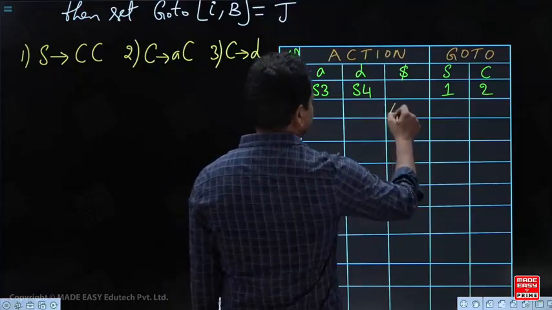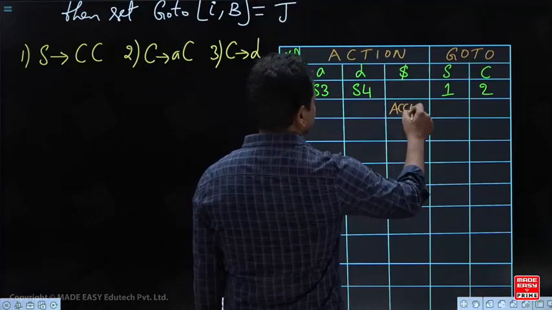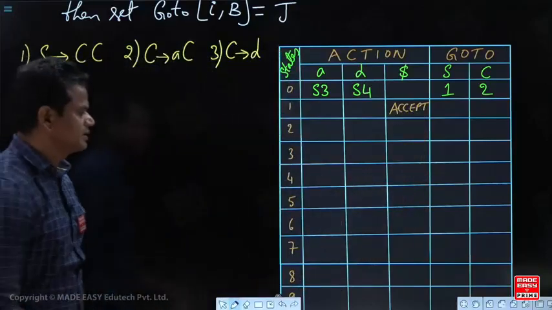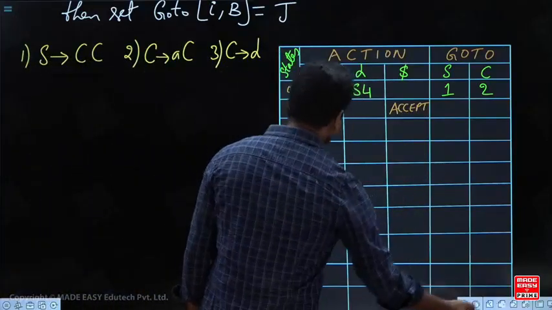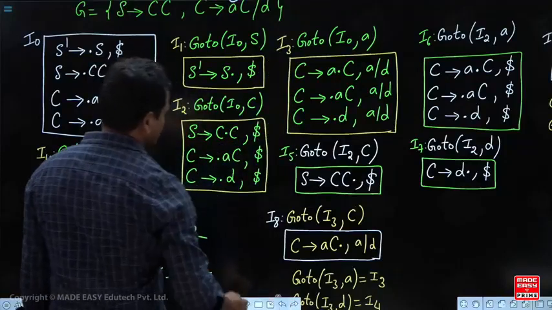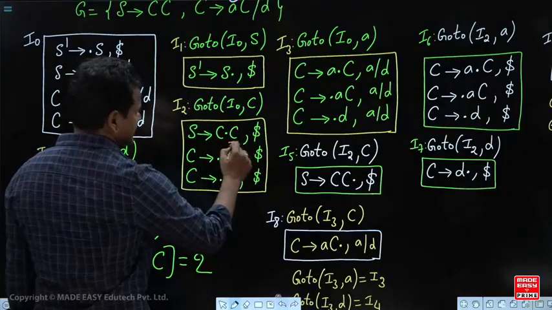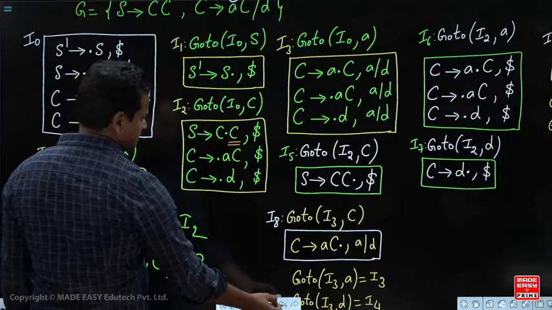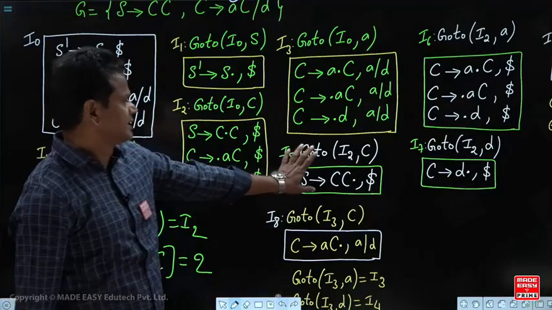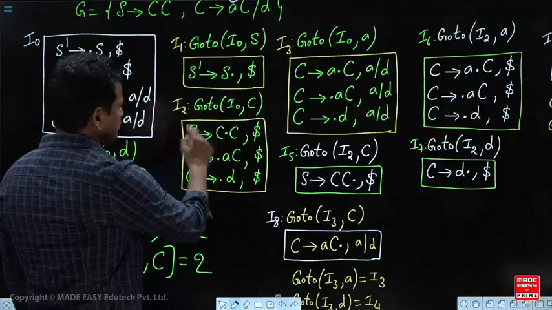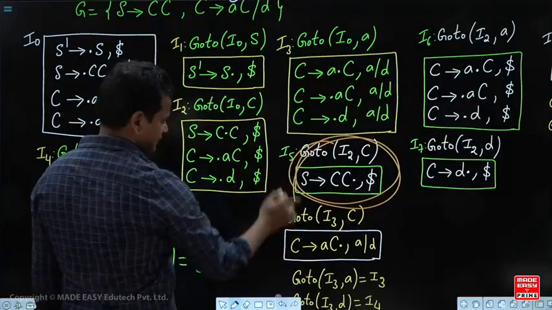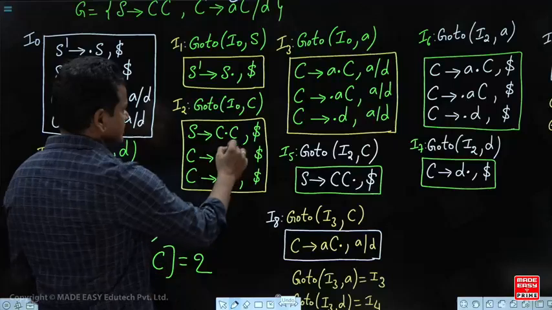$1 comma we write accept. Okay, $1 comma we write accept. So this is done. Now come to I2 comma c, it is a non-terminal. Where is I2 comma c? Here. Are you following? I2 comma c has gone to this state. What is the name of the state? I5, and it is a non-terminal.